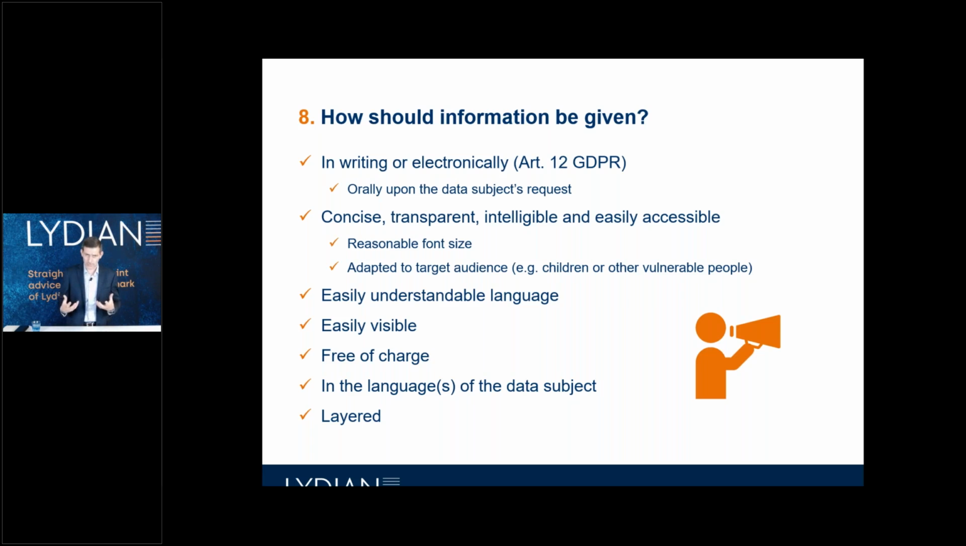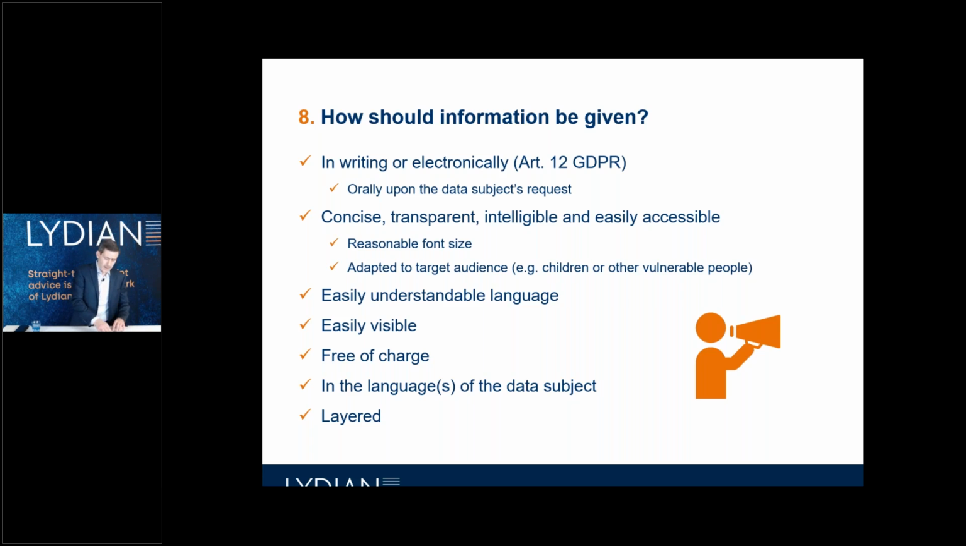And also take into account, if you are drafting privacy notices for consumers, for example, who is your average consumer? Make sure that he or she understands what is in the fair processing notice. That also means using easily understandable language, making sure that it is easily visible. It should be free of charge. The information cannot be charged for. It should also be in the language of the data subject.